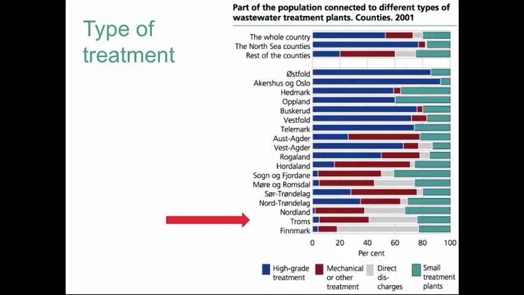And then we have the red part, that's the mechanical or other simple treatment. The white or gray part is the portion of wastewater which is discharged without any treatment. And then we have the small treatment plants, like the ones that Pernille presented.